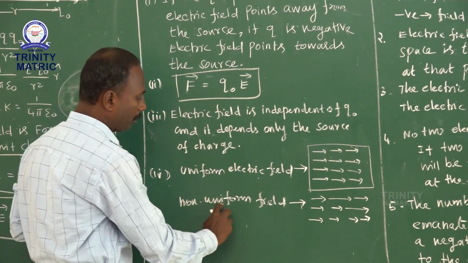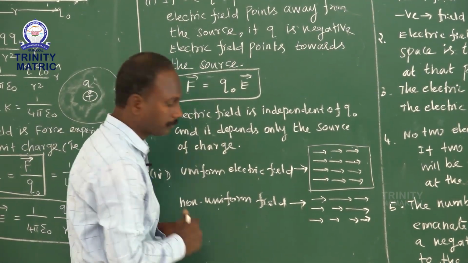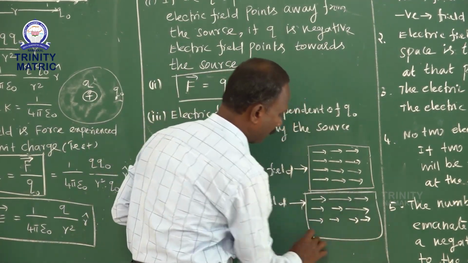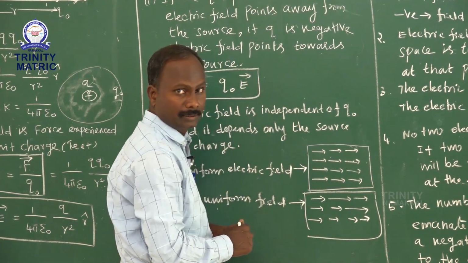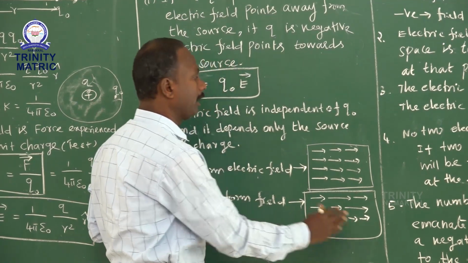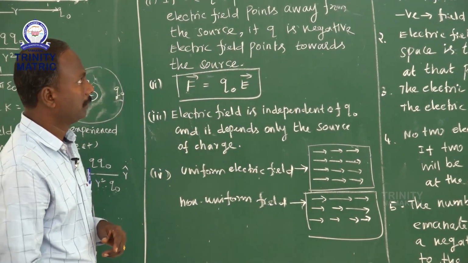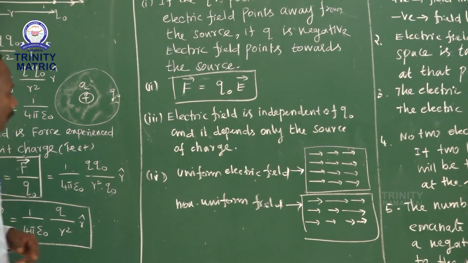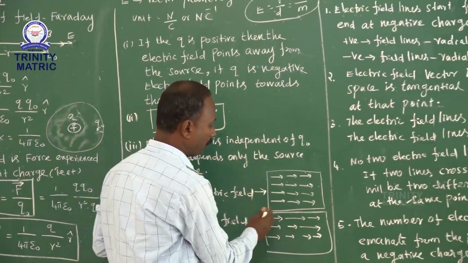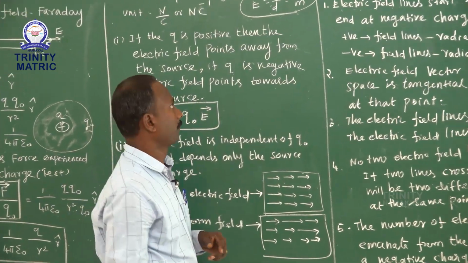Another one is the non-uniform electric field. The electric field is different for different points, so the electric field is said to be non-uniform. That is called the electric field, which has two types, the uniform and the non-uniform electric field.